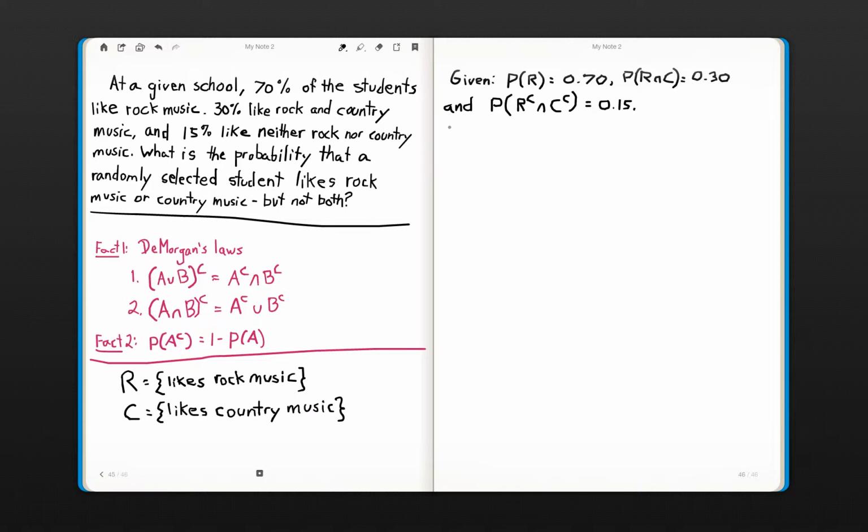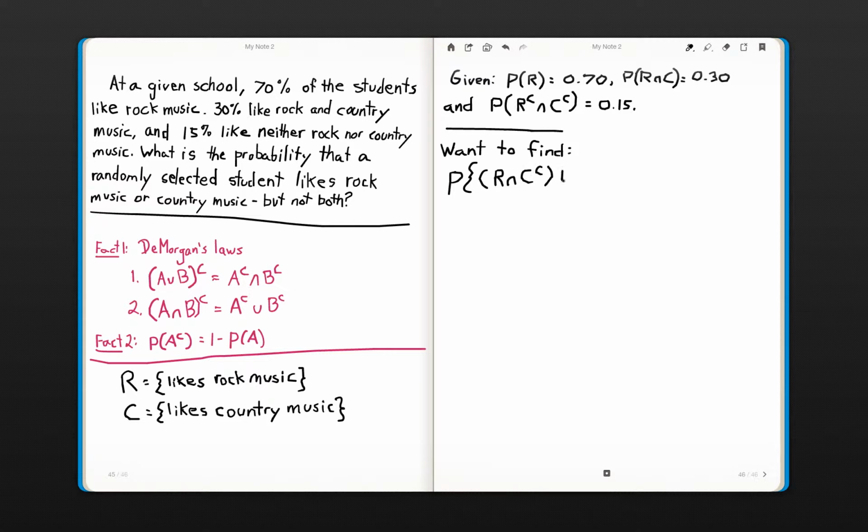Okay, so that's what's given to us, and we want to find the following. The probability that a randomly selected student likes rock music or country music, but not both. So in terms of the notation we have listed here, that is, we want to find the probability that they like rock music and do not like country music, or they do not like rock music but they like country music.